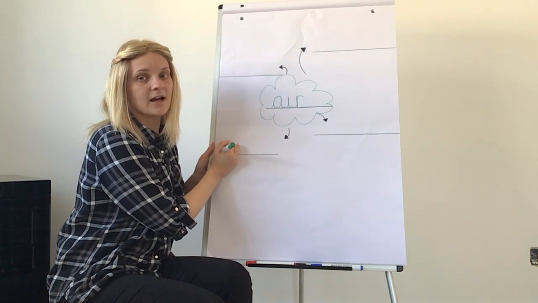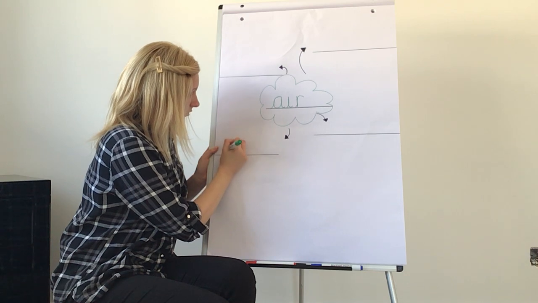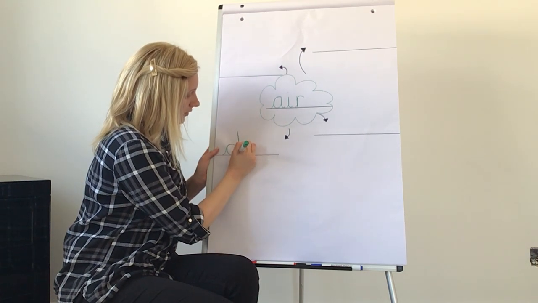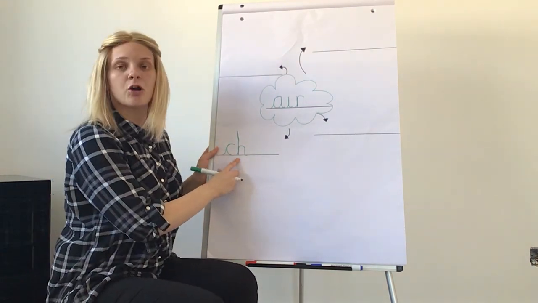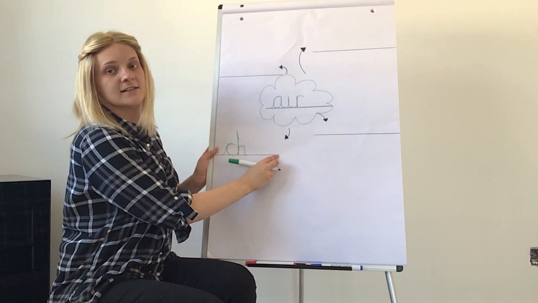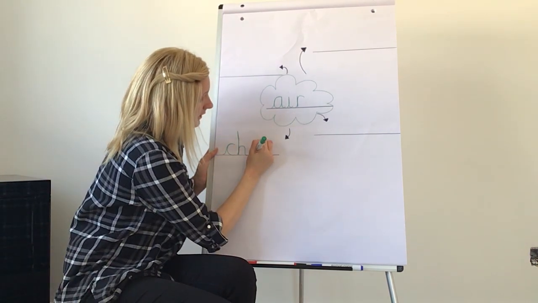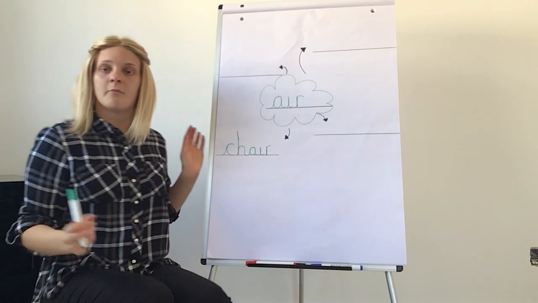What 2 letters make the digraph ch? A k and a h. Brilliant. Nice and easy. So we've got our ch, and then we need the air sound, which is 3 letters. A and a I and a. Brilliant.